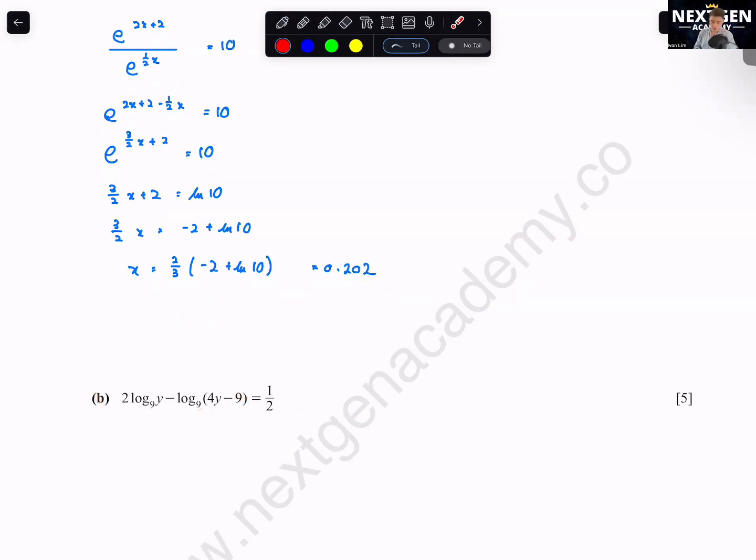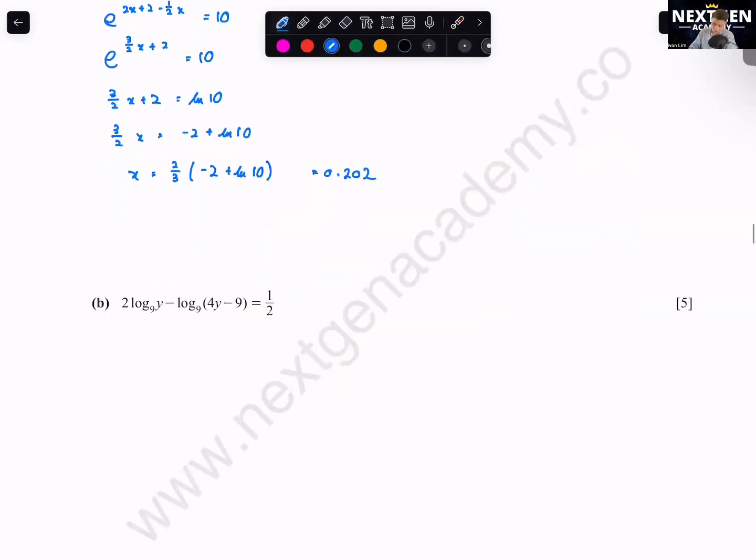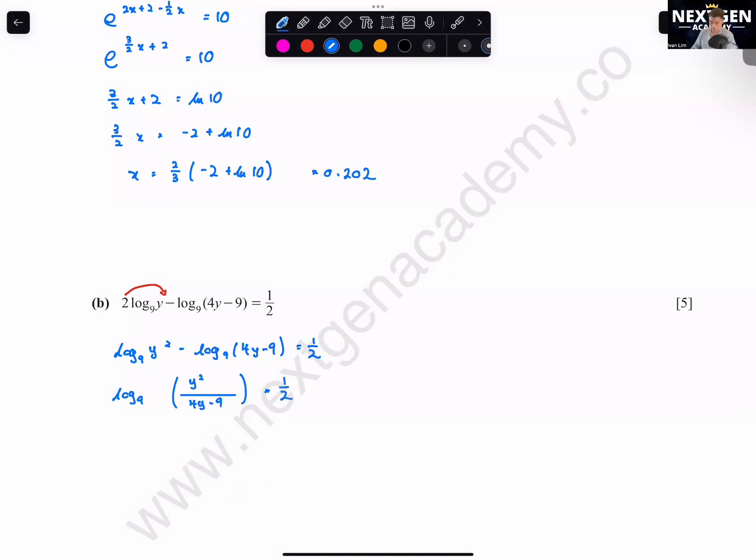So for me to join the left-hand side together, I need to bring this 2 up to the power first. So here it becomes log 9 y squared minus log 9 (4y minus 9) equals 1 over 2. Minus will become divide. So we already have log 9 of y squared over (4y minus 9) equals 1 over 2.